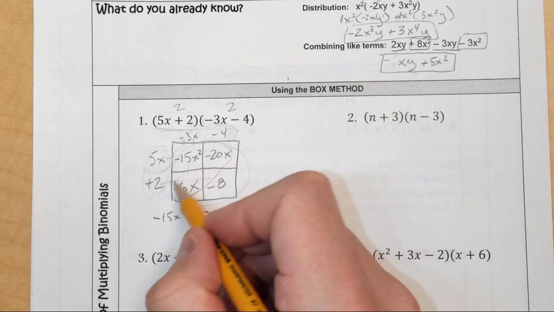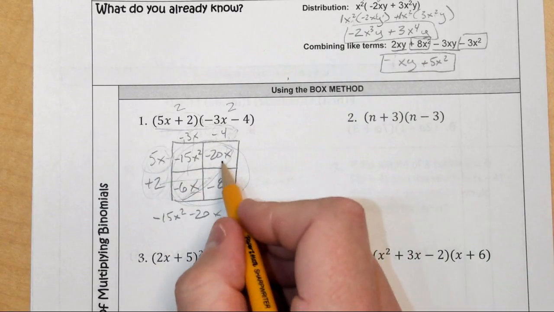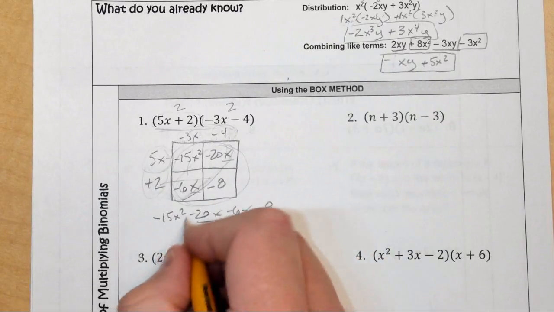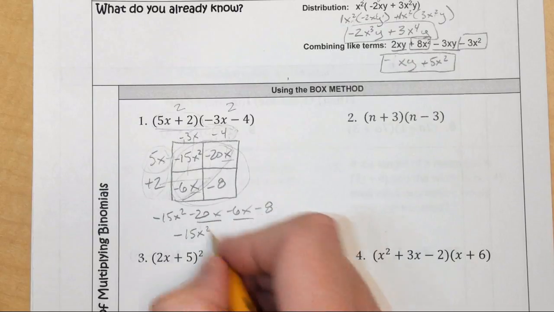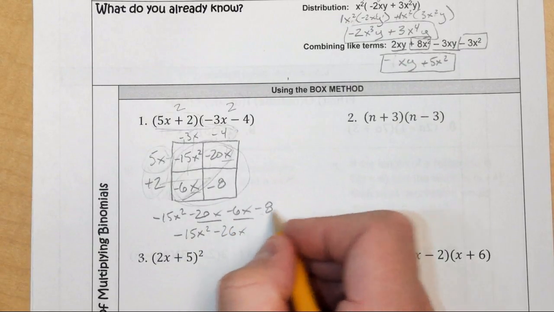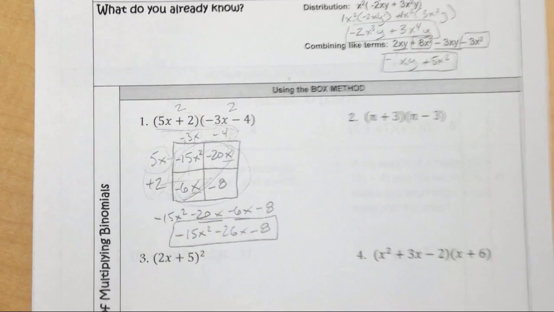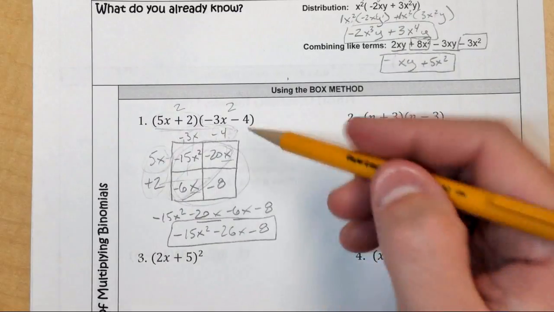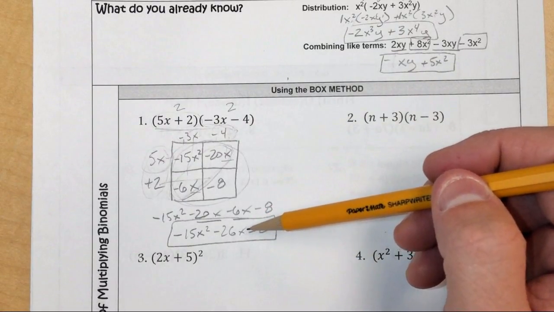And in general, you're going to combine these guys that are diagonal of each other. Notice how they each have a term of x. So I can't combine the negative 15x squared with anything because there's no other x squared term. But I can combine the negative 20x minus 6x, get negative 26x, and then I have this constant here. And this is how you multiply two binomials. When you multiply two binomials, you generally end up with a trinomial.